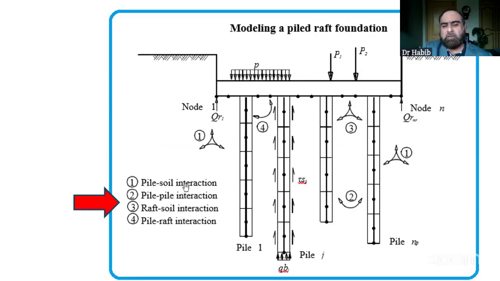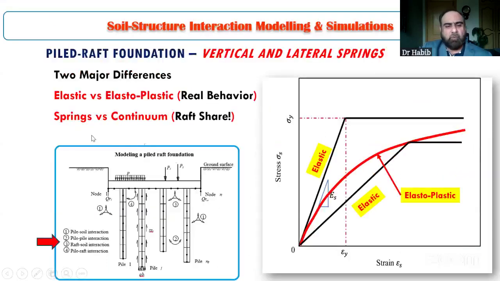One is pile and soil interaction, which is obvious. Then we have pile and pile interaction, then raft and soil interaction, and then pile and raft interaction. So we have four different types of interactions, which are sketched in this section. And if we are assuming that we have just discrete springs that represent the foundation under the raft, we are ignoring three other interactions.